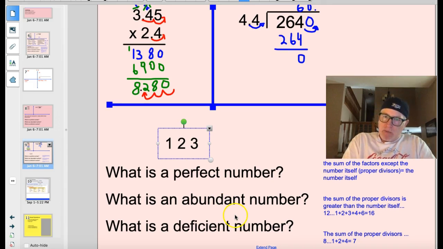A deficient number is when the sum of the proper divisors is less than the number itself. So 8 is an example of that. Here are the factors for 8. 1 plus 2 plus 4. If you add those up, you have 7. That's less than 8, so that's a deficient number. Okay? Kind of cool. Perfect, abundant, deficient.